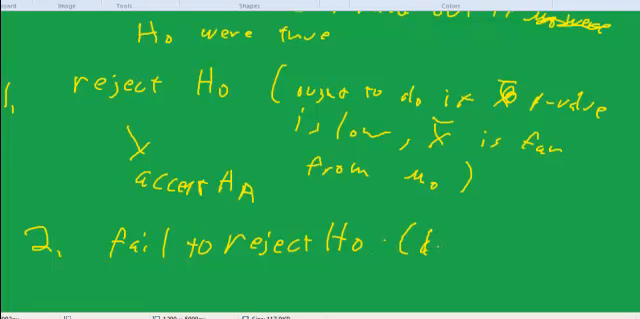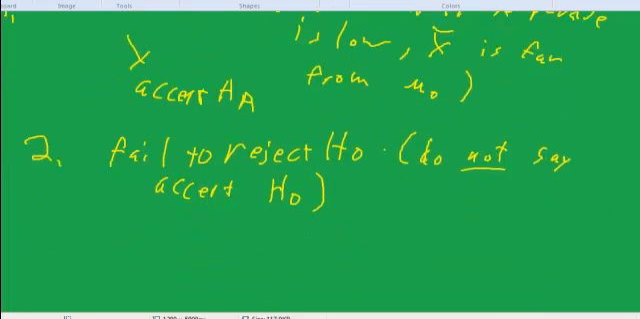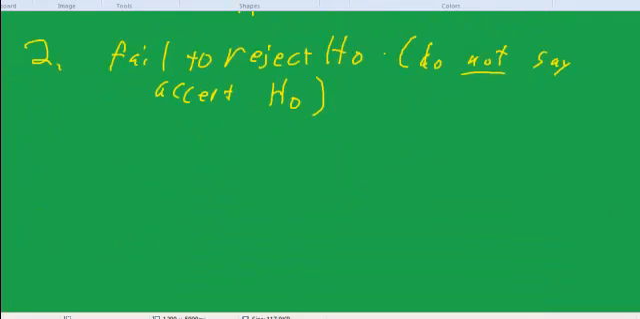But we do not say we accept HO. Let me give an analogy there. There was a famous trial of O.J. Simpson for murder, in which he was acquitted.